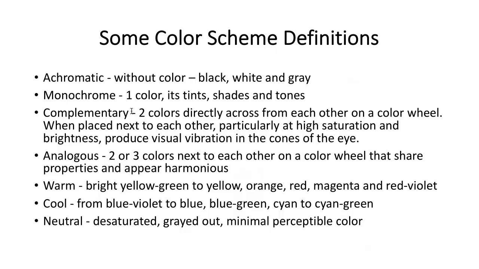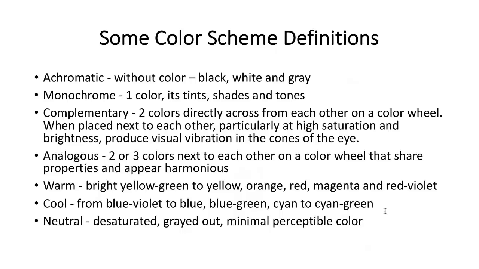Complementary are two colors directly across from each other on the color wheel, and I showed you examples of those. Now when you place them next to each other, particularly at high saturation and brightness, they produce visual vibration in the cones of the eye, and you get optical effects from that. Analogous are 2 to 3 colors that are next to each other on the color wheel that share properties, and they appear more harmonious, more similar.